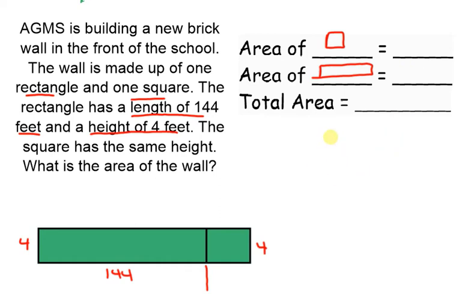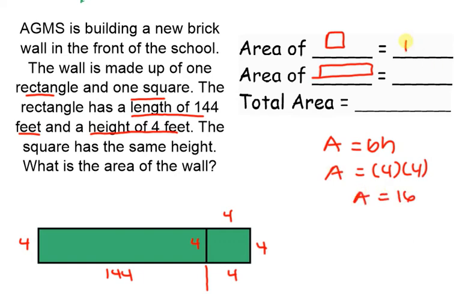So first we have the area of a square. So area equals base times height. Well, something that we know about squares is whatever one side is, that is the length of all the other sides. So area equals 4 times 4. And so your area is going to equal 16. So this is going to be 16 feet squared.